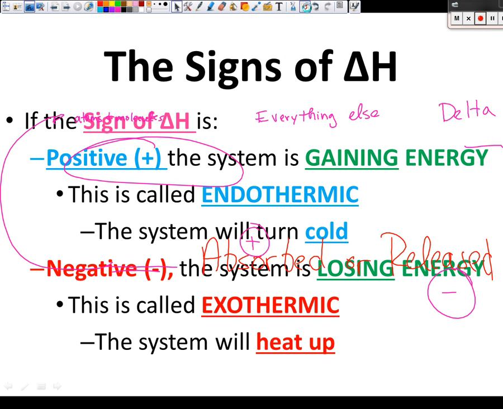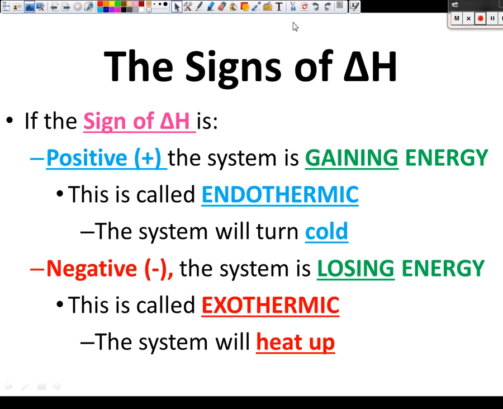All right, so let's talk about the signs of delta H. And this is something we've already talked about. We just want to add a little bit of depth to it. So the sign of delta H, before I go any further, delta stands for what? Change in. H stands for enthalpy. And what is enthalpy? Energy. Again, ask somebody today if they know what enthalpy is.